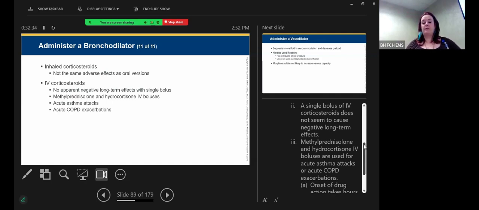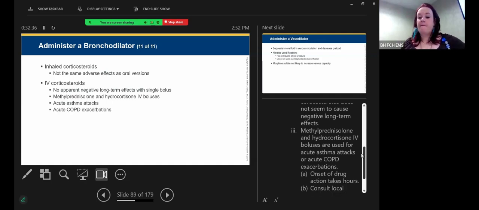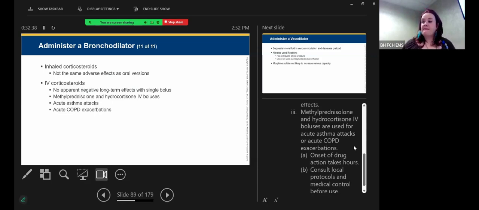What do we have as a corticosteroid in the truck? What's DEC? Yeah, dexamethasone. Yeah, DEC. Is it a cortico? Okay. Methylprednisolone and hydrocortisone IV boluses are used for acute asthma attacks or acute COPD exacerbations. Onset of drug action takes hours, and consult your local protocols and medical control.